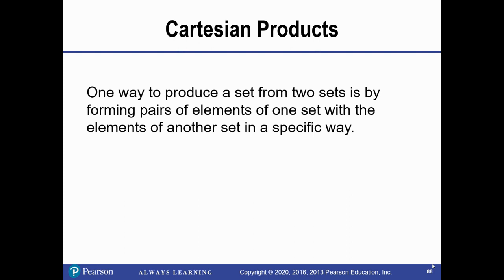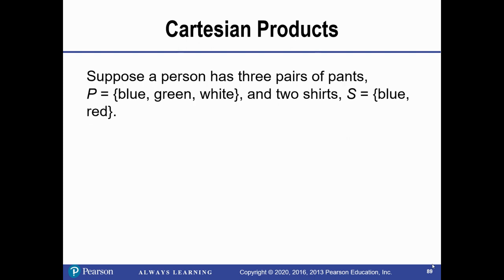In this portion, we will conclude Chapter 2, talking about logic and sets. And we want to introduce something called the Cartesian product of two sets. This is simply where we form pairs of elements, the first element from the first set and the second element from the second set. So here is an introduction to this type of product.